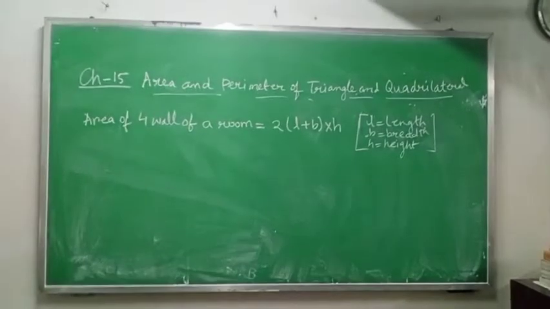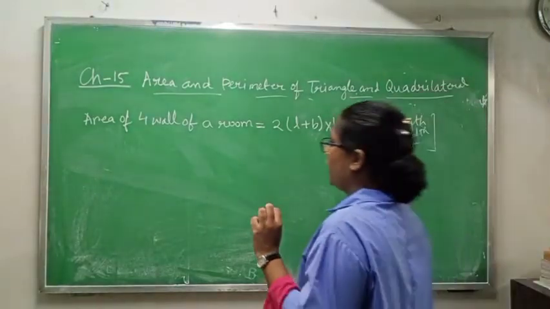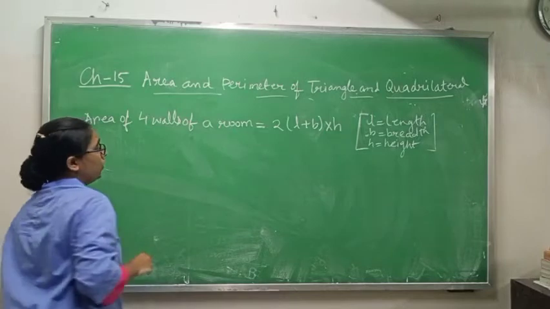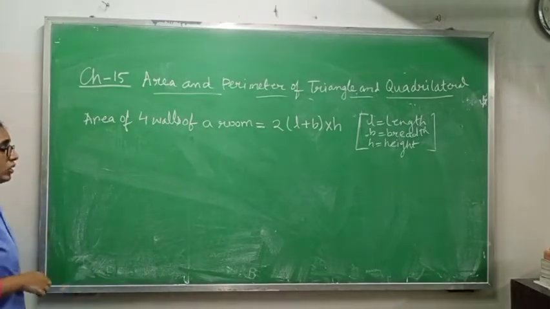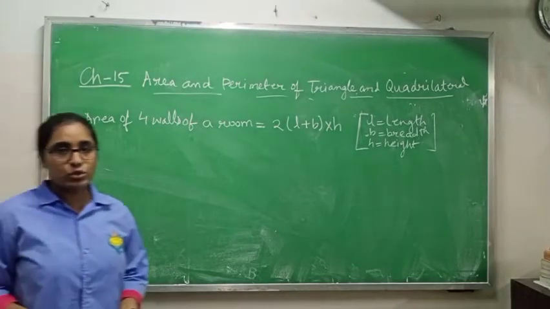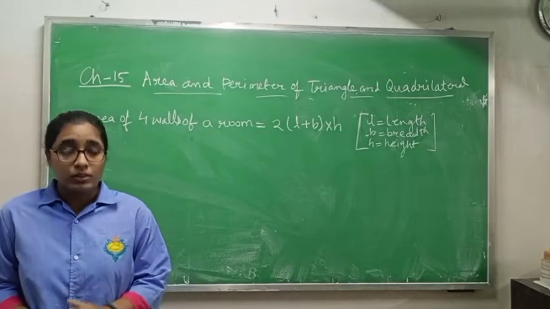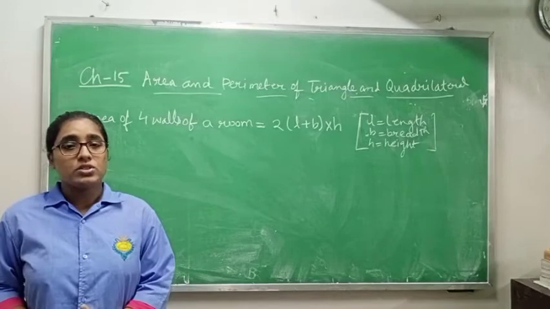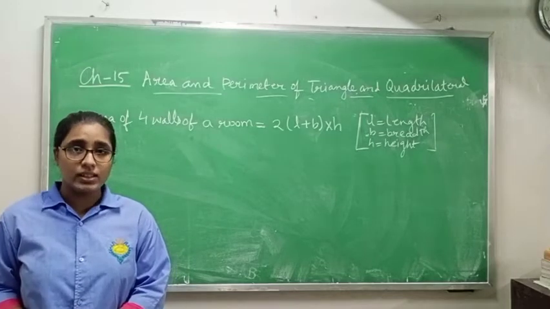Class 9. First, write this formula: area of 4 walls of a room. Area of 4 walls of a room. Now see, class 10, you all live in a room only. So a room is always cuboid in shape. But cuboid is not in your syllabus right now. It is in class 10.